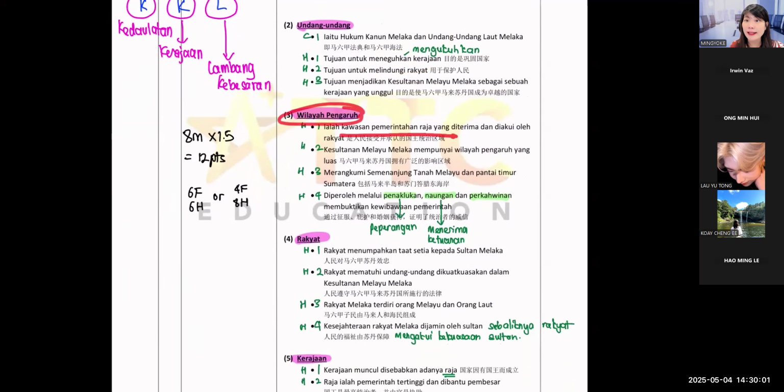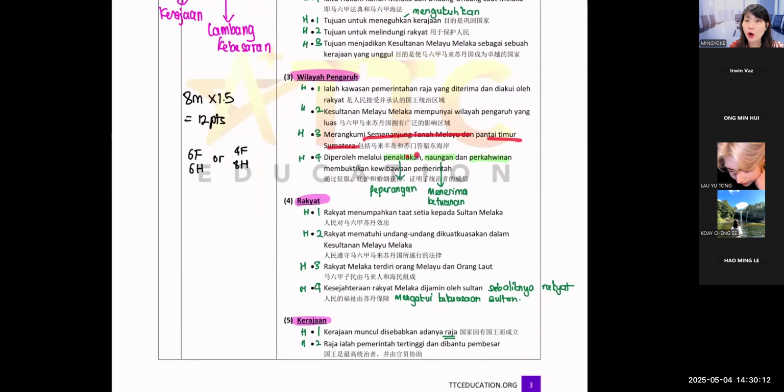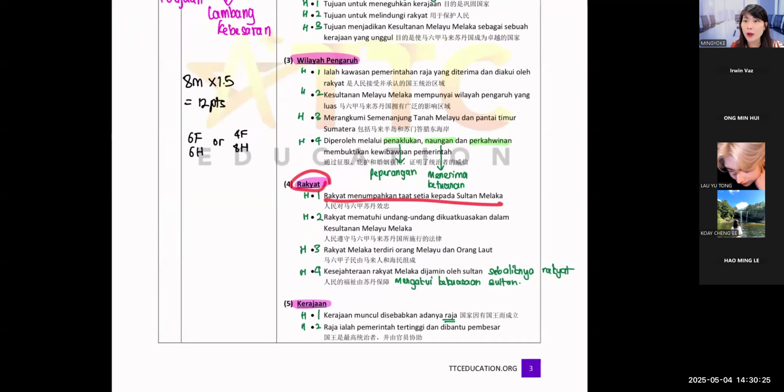Wilayah pengaruh is a kawasan that the king accept and approve by the people. And Kesultanan Melayu Melaka has a very wide land, including Semenanjung Tanah Melayu, Pantai Timur Sumatra, and they get it through conquering, attack. Naungan, they accept the Lord of the Malacca and marriage. Citizen instead is called the citizen who are loyal to the king, obey the law, and they include Malay and Orang Laut. Their well-being are ensured by the king. In exchange, the citizen will approve the king's power. This one is a sentence lah.